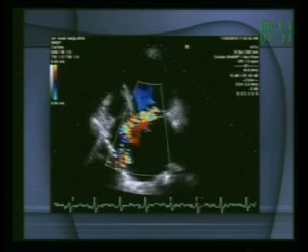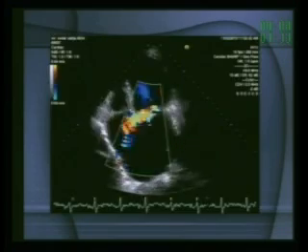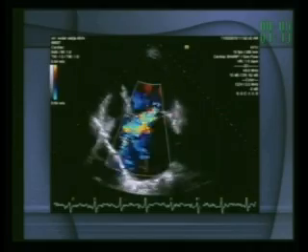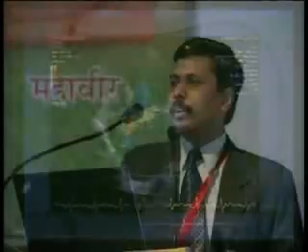But if echo shows large amount of wall motion abnormalities or significant LV systolic dysfunction or severe MR like this, then we know that it's most likely LVF and should be treated according to that, not just be given bronchodilators, nebulizations and oxygen.